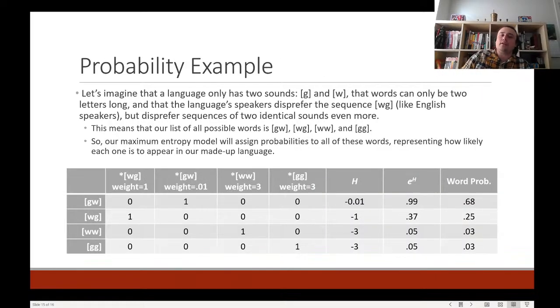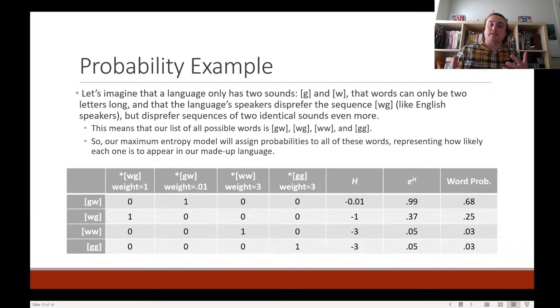So now let's actually walk through a full example here. Let's imagine that a language only has 2 sounds, so like G and W, and that words can only be 2 letters long to keep things really simple for us. Like I was saying, we would normally say something like 10 as our maximum length, but here I want to make sure it's nice and tiny. So we're living in an imaginary world with an imaginary language. It's got the sounds ga and wa, and words can only be 2 sounds long.